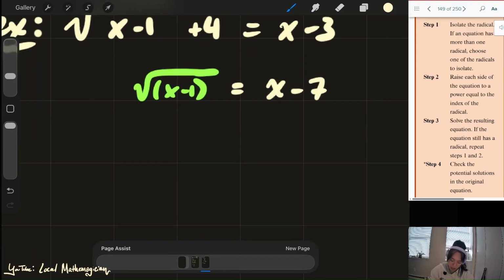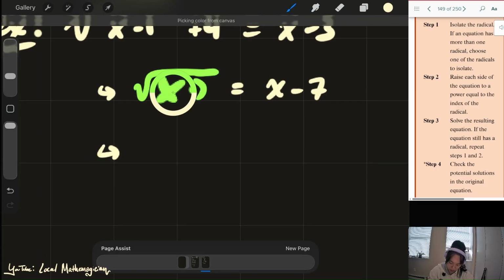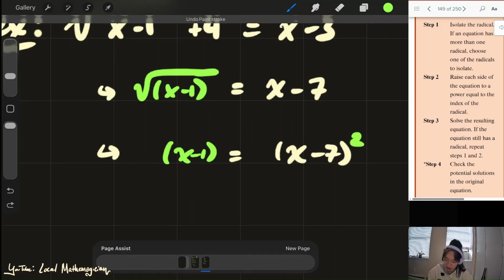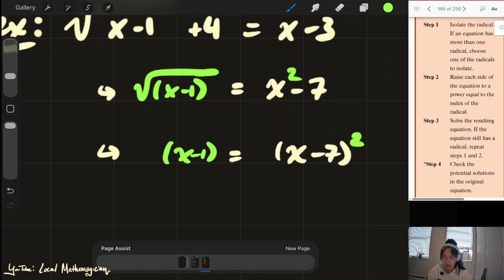Let's square both sides. If we square both sides, we get x minus 1 is equal to x minus 7 squared. Do not do this. Don't do that. Absolutely do not do this. Okay? All right? Okay.